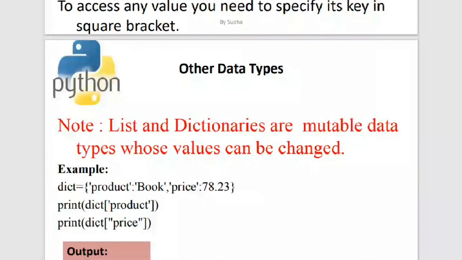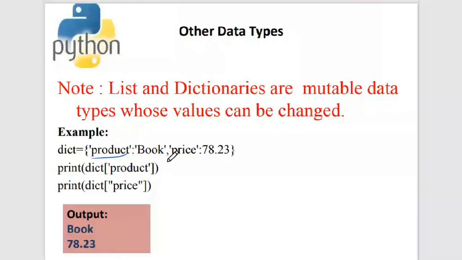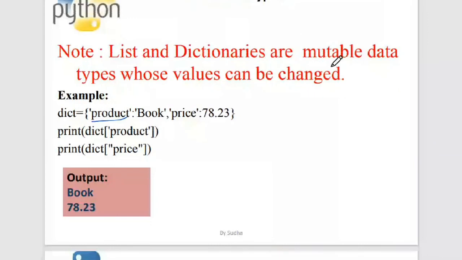So herein you won't be having the index number. You'll be just accessing it with the key part. Okay. And so you can see list and dictionaries are mutable data types whose values can be changed.